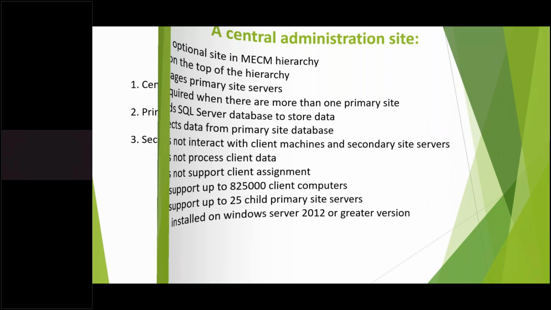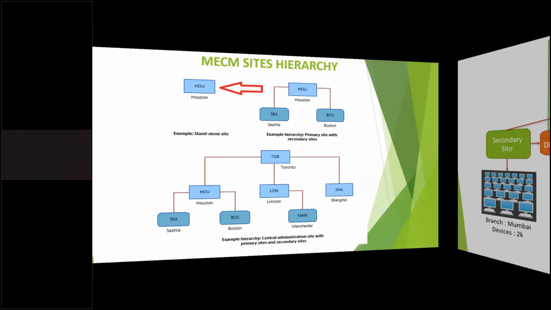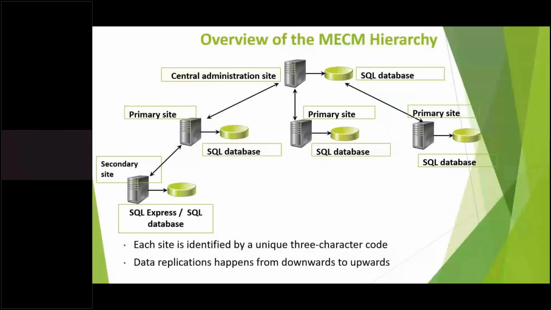We discussed these things yesterday: the hierarchy and the architecture diagram. Database replication we have also already discussed. Whatever data the secondary collects is going to pass on to the primary database. Whatever data the primary collects is going to pass on to the central database. So database replication happens from downward to upward, from bottom to top.